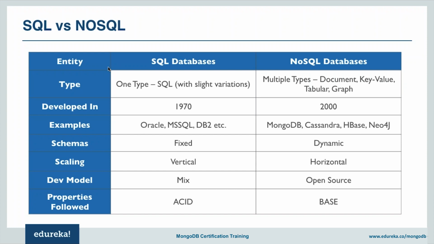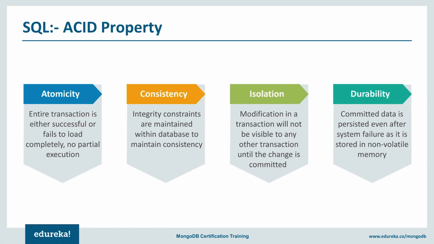Then SQL is primarily for transactional stores, so the ACID principles are implemented very strongly and stiffly. However, NoSQL databases primarily work on BASE. Now we'll go through how ACID works and how BASE works. ACID is a principle that stands on four major pillars: atomicity, consistency, isolation, and durability.